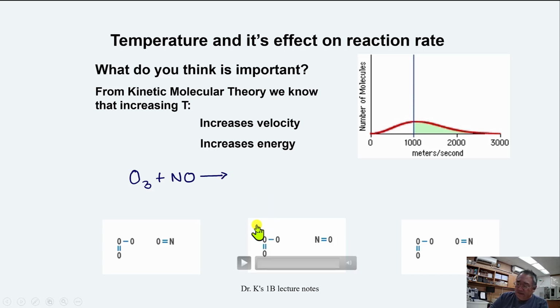So let's look at the next one. For two molecules to react, they must collide. If an ozone molecule and a nitrogen monoxide molecule meet without enough energy to overcome their bond energies, a reaction does not occur, and the molecules separate without reacting.